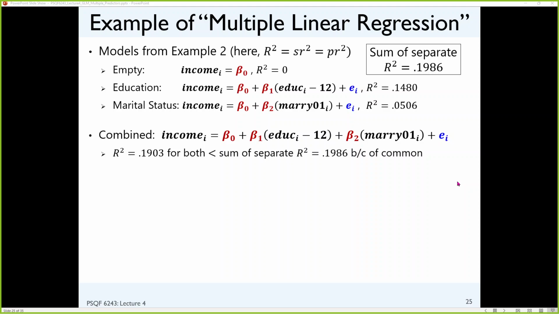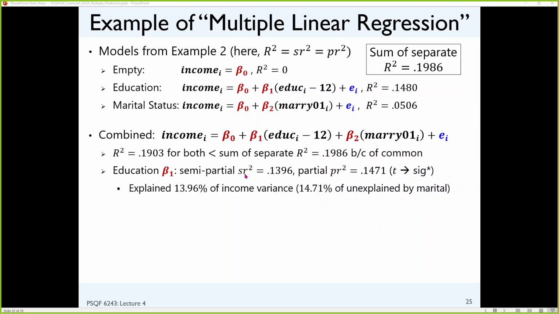Naively. Yeah, naively. But no, because these two variables have some overlap. And so if we summed their separate R squares, that would be like double counting. And we're not allowed to do that. So it works out in the example I'm going to show you that when we put these two things together, their joint R square is only 0.1903 rather than 0.1986 you would expect, because these are a little bit related to each other.